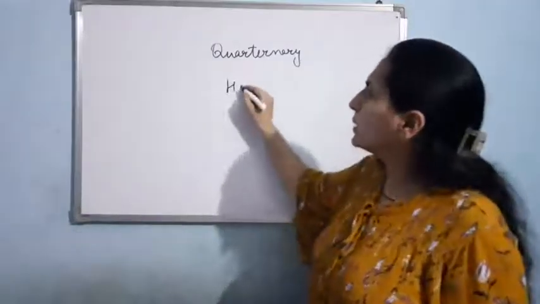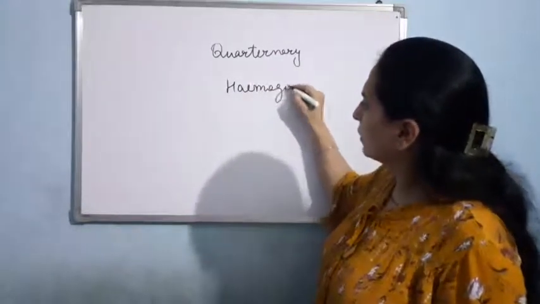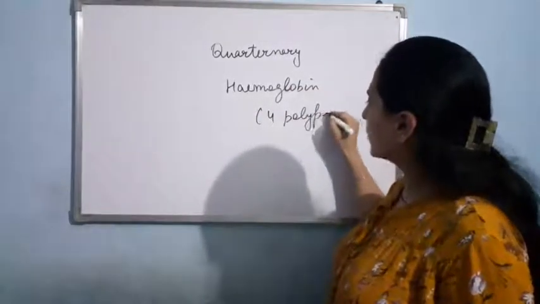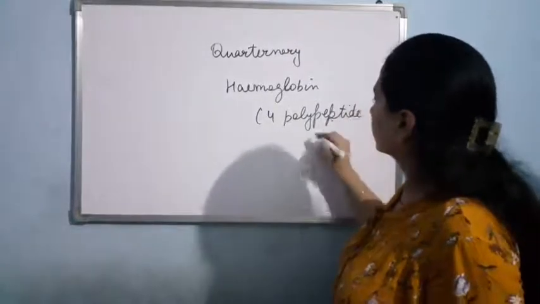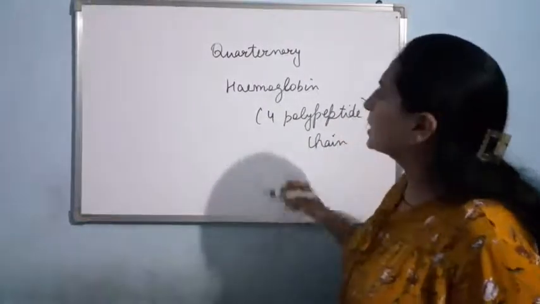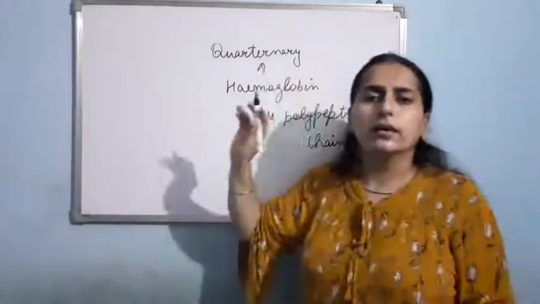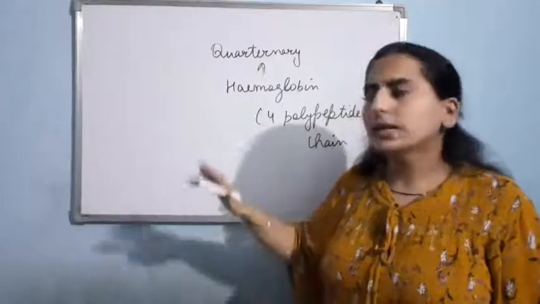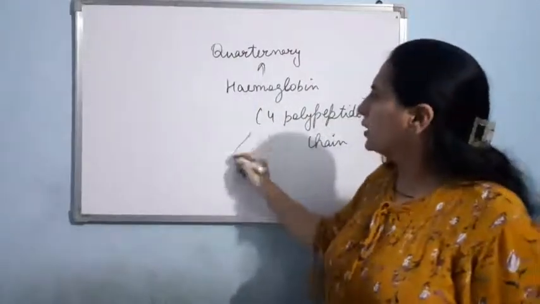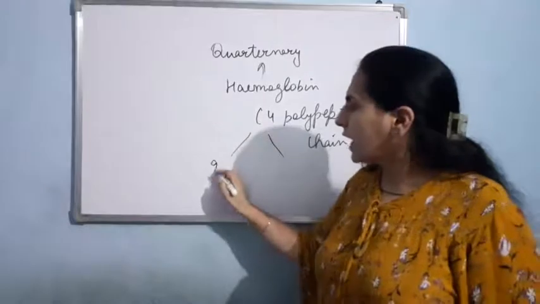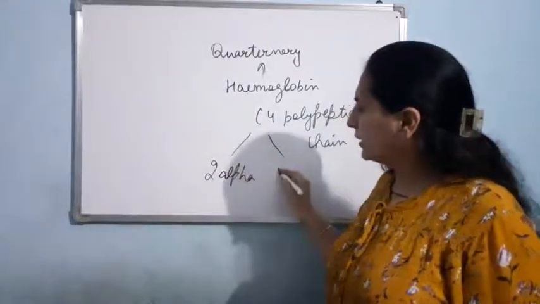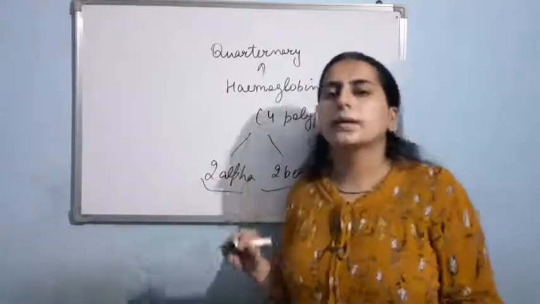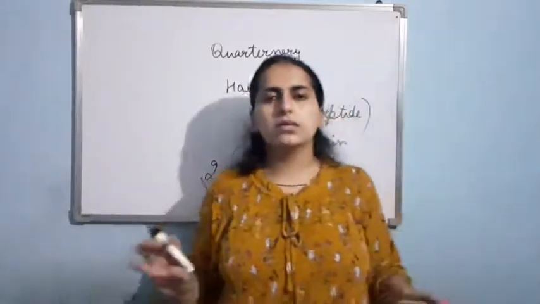Its example is hemoglobin. In hemoglobin, we are having 4 polypeptide chains. As you can see, the 4 chains are there. If 4 chains are there, then the structure must be quaternary. Not 4 actually. If the polypeptide chains are more than 1, it is quaternary structure. In hemoglobin, we are having 2 alpha chains and 2 beta chains. So it makes 4. 4 polypeptide chains are present. Am I clear with this topic?